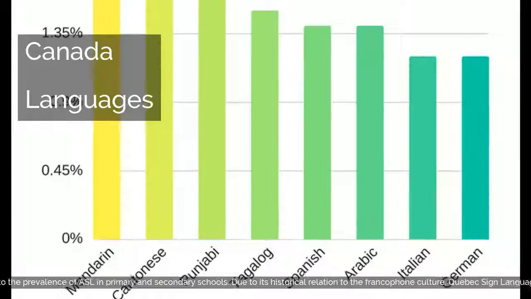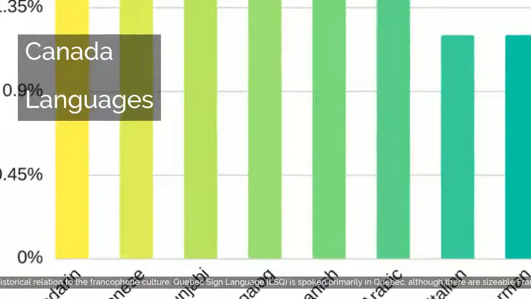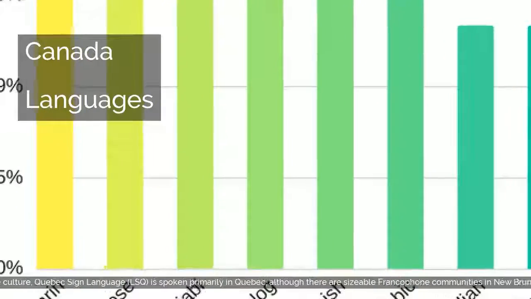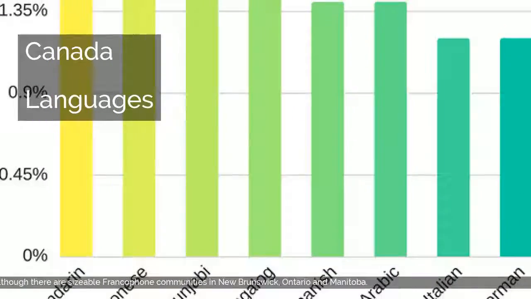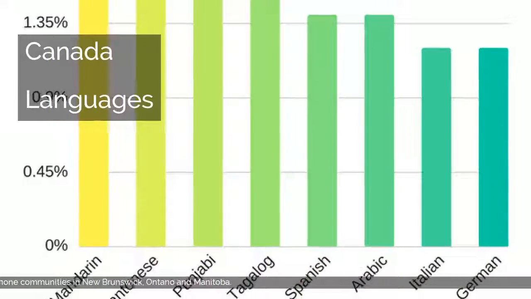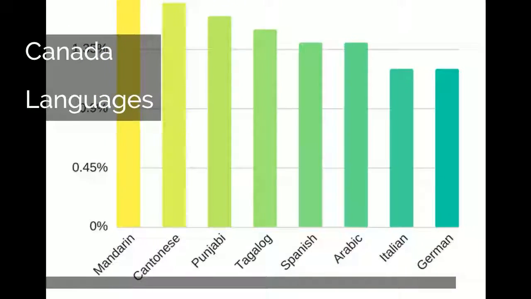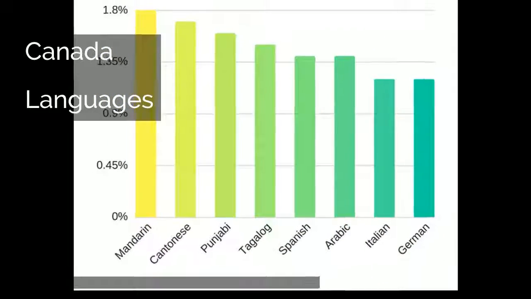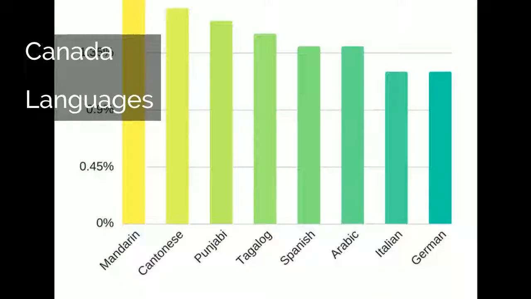Additionally, Canada is home to many sign languages, some of which are Indigenous. American Sign Language, ASL, is spoken across the country due to the prevalence of ASL in primary and secondary schools. Due to its historical relation to the Francophone culture, Quebec Sign Language, LSQ, is spoken primarily in Quebec, although there are sizable Francophone communities in New Brunswick, Ontario, and Manitoba.